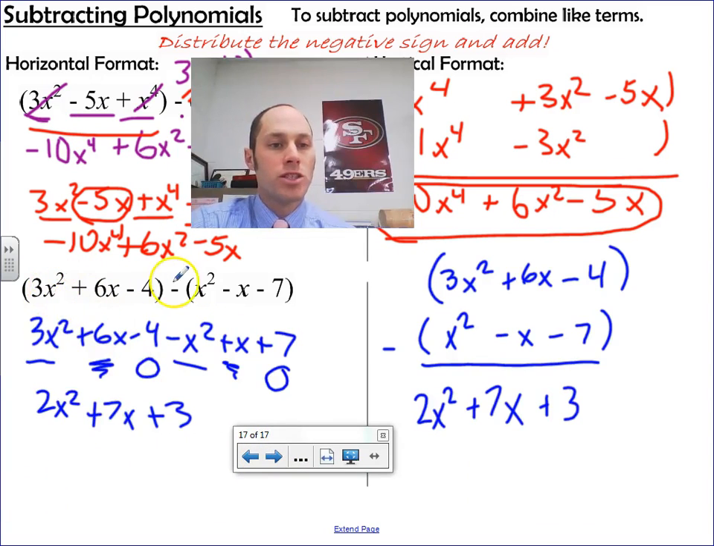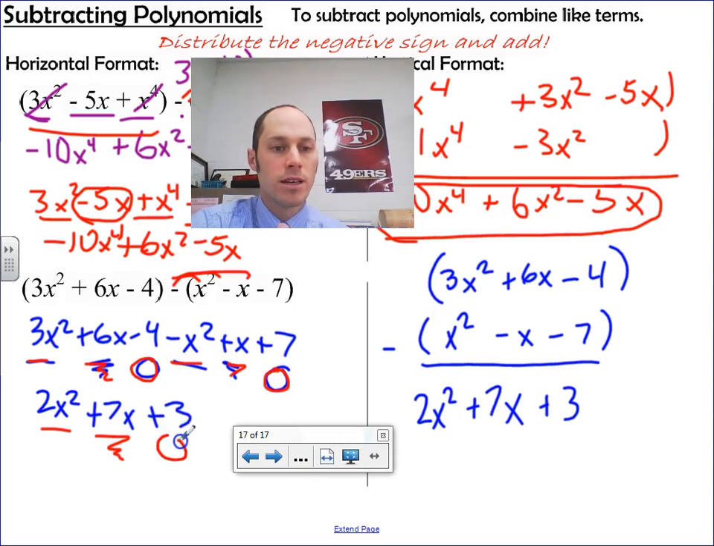So I rewrote the equation by distributing this negative sign. So 3x squared plus 6x minus 4 minus x squared plus x plus 7. Just makes it more organized for me. Then I combine like terms. 3x squared and minus x squared is 2x squared. 6x and x is 7x, and negative 4 and 7 gives me positive 3. I just made some symbols below them just to show you which ones are the like terms. And you can see that vertical format if you want to take a look at that.